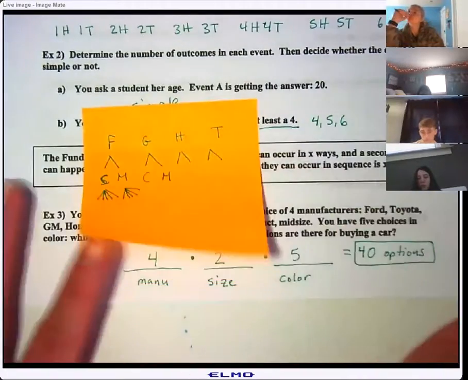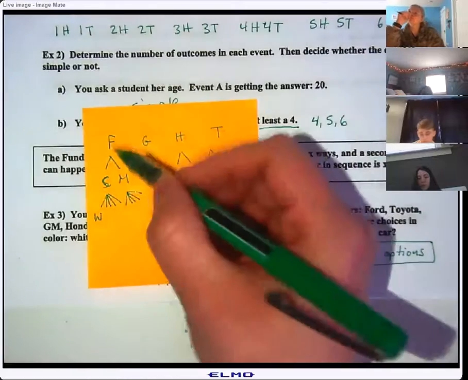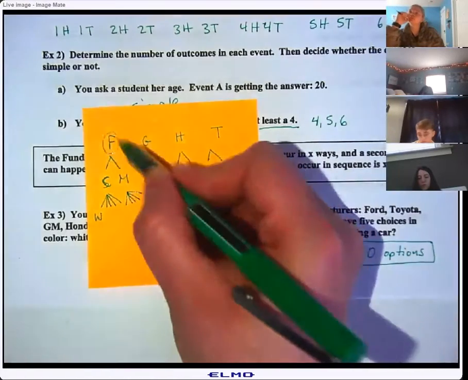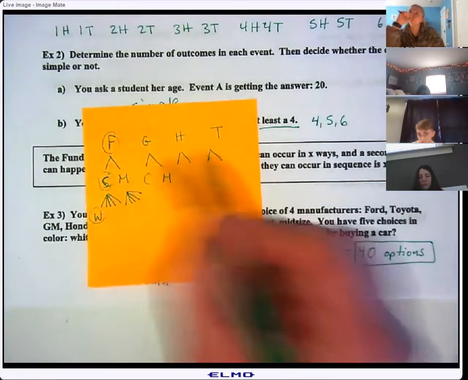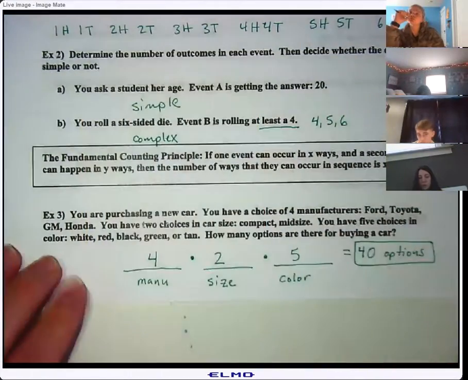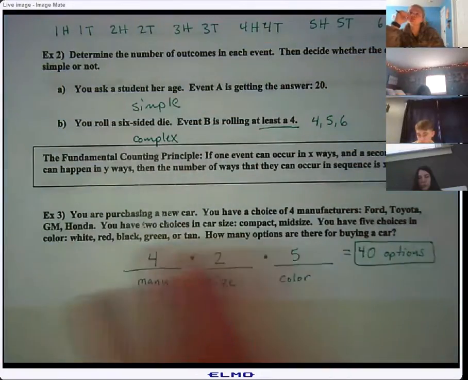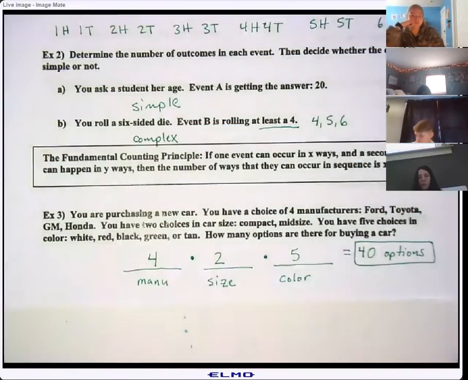And so if you started wanting to list them, you would say, okay, this is the example where I have a Ford, it's a compact, and it's white. And then you could go down those branches and list every single one, and there'd be 40 of them, which isn't worth your time when you can just multiply 3 numbers and know how many there are.